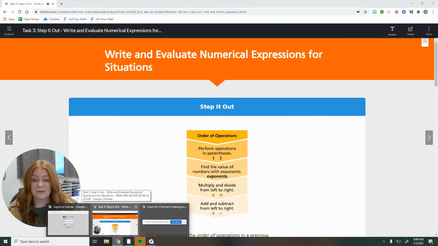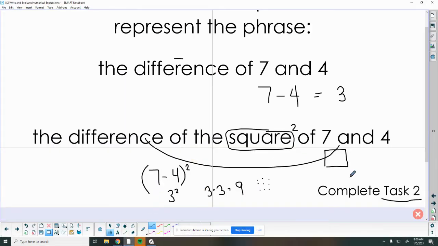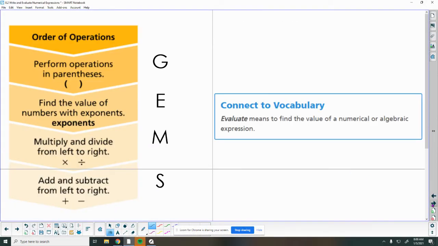So task 3 is going to talk about those order of operations steps here. I like to call it GEMS to help me remember. I do my groups first, which is my parentheses or brackets. I do my exponents next. And remember from yesterday that exponents do not mean, if I have 3 to the 2nd, that does not mean 3 times 2. That means 3 two times.